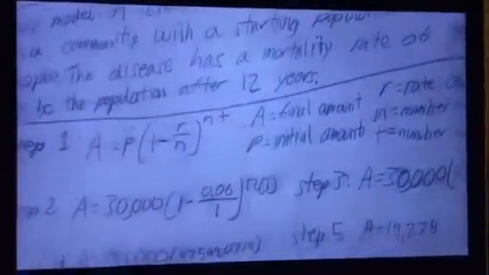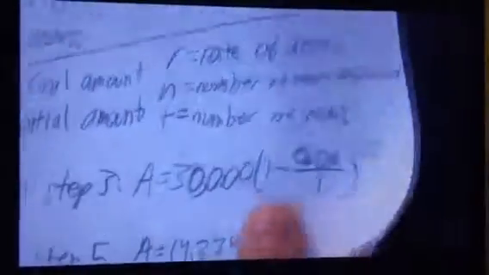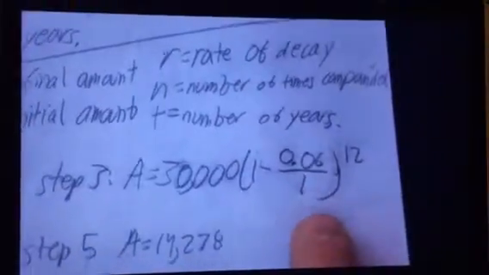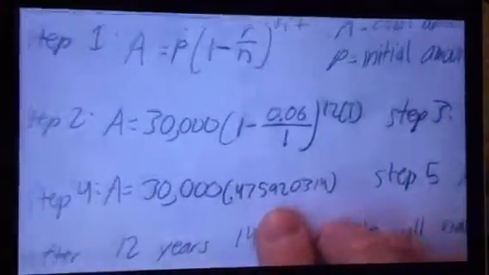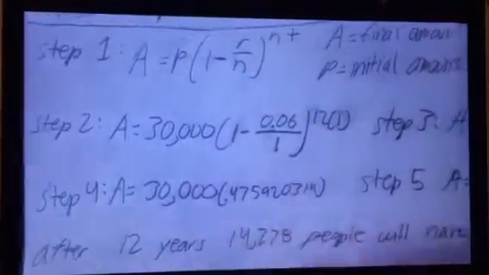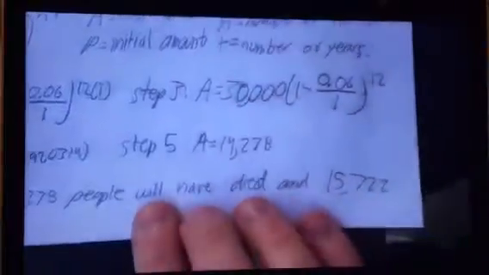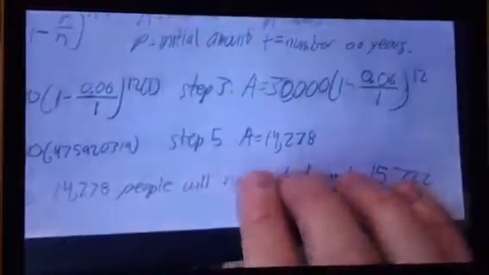So after we find that, we subtract the 1 minus the 0.06 and put that to the power of 12. After that, we get 0.475920314. Then we multiply that by 30,000 people, and we end up with our number of people remaining after 12 years. After 12 years, 14,278 people will have died, and 15,722 people will have remained.